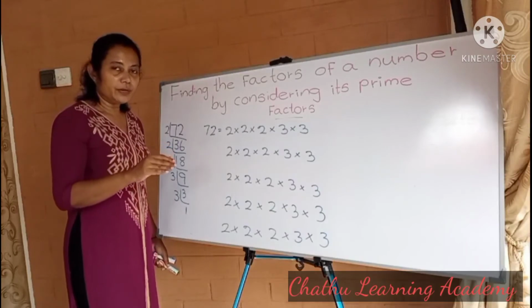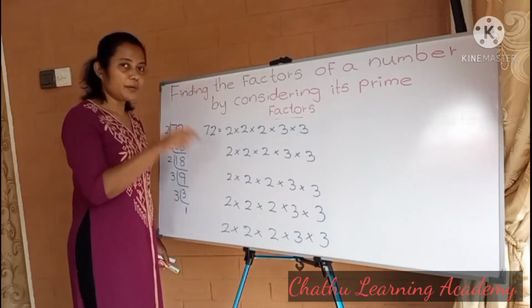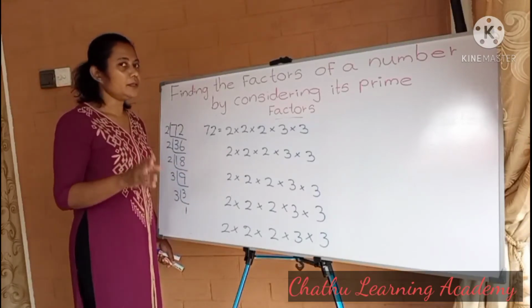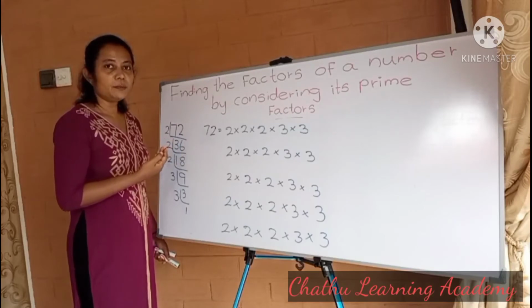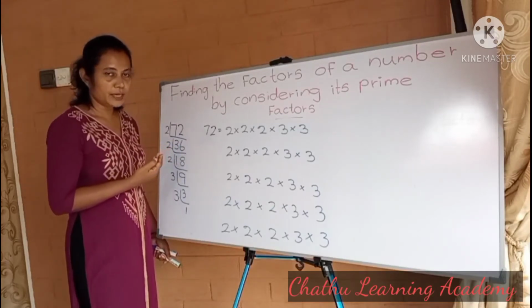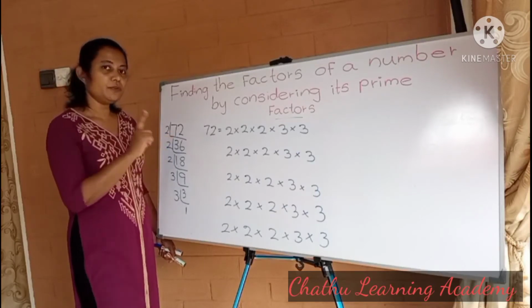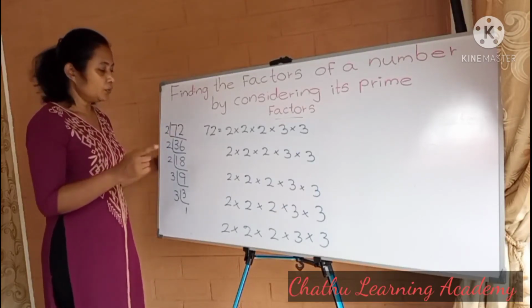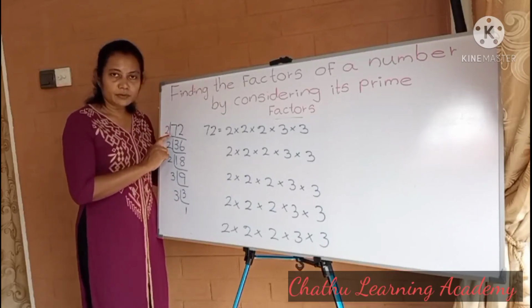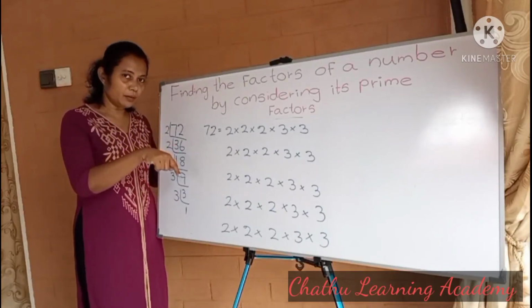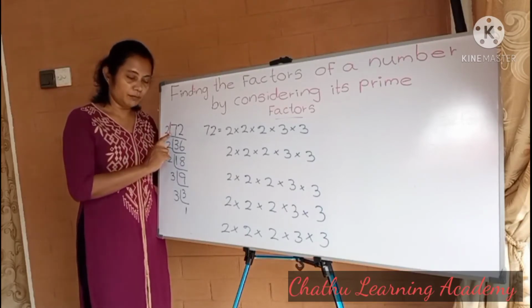Now we will try to find the factors of a given number by using its prime factors. I think you can remember what is the method we need to follow to find the prime factors. Is it okay? Here this is the number. You have been given 72. If you have been given 72, you need to follow this procedure. You need to divide the given number by prime numbers. Then you can get the prime factors of the given number.